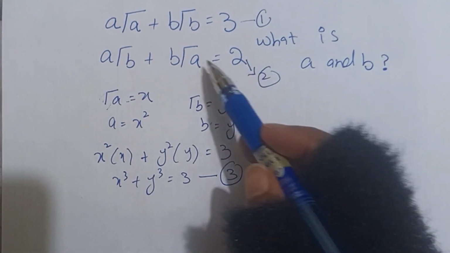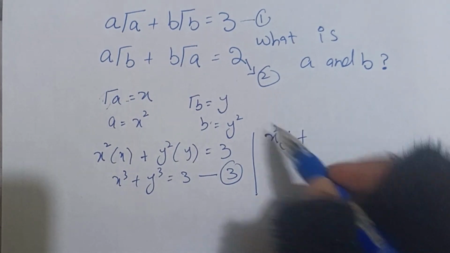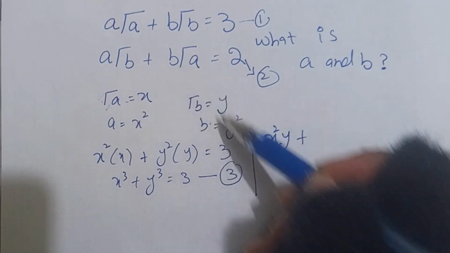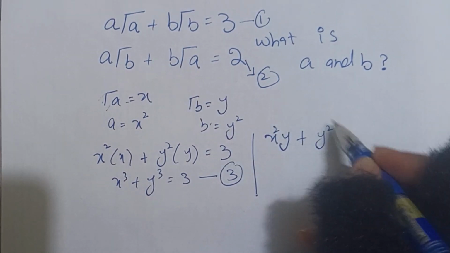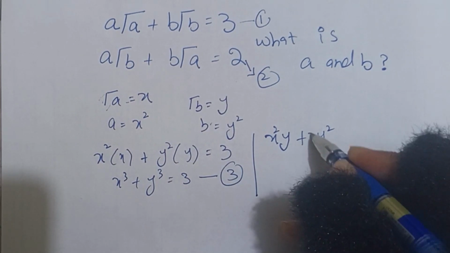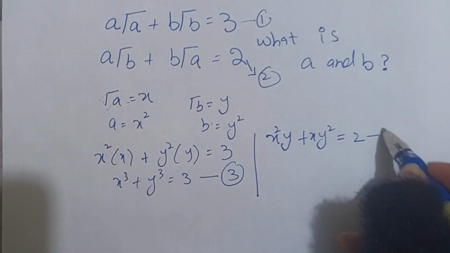And now look at equation number 2. a is equal to x square and the square root of b is equal to y, plus b is equal to y square and the square root of a is equal to x. Right hand side is 2. We call this equation number 4.